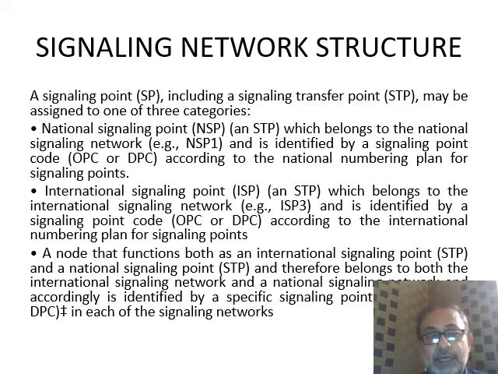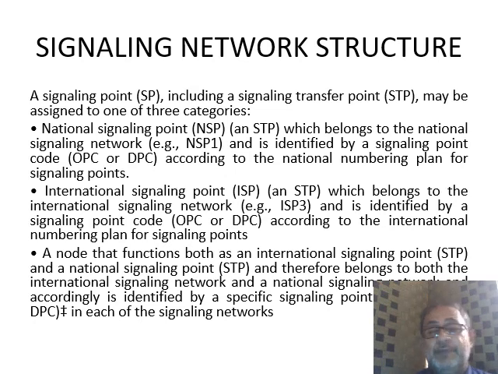Now, what we have in signaling network structure, we have got signaling points, and each signaling point has its originating point code when it sends a particular message to another signaling point, and the address of the other signaling point is defined as the DPC or the destination point code.